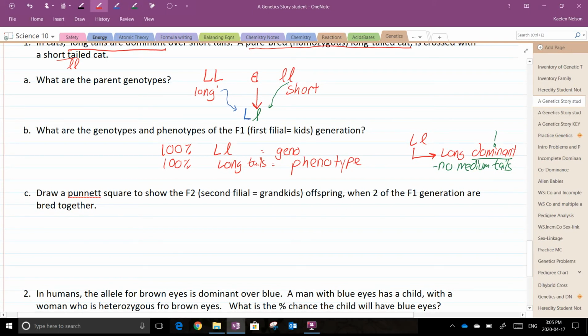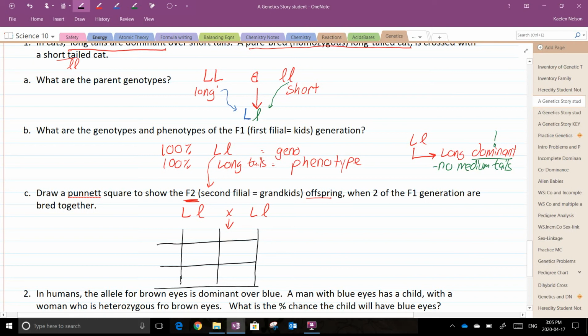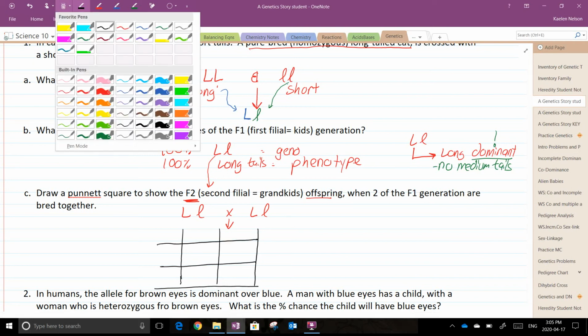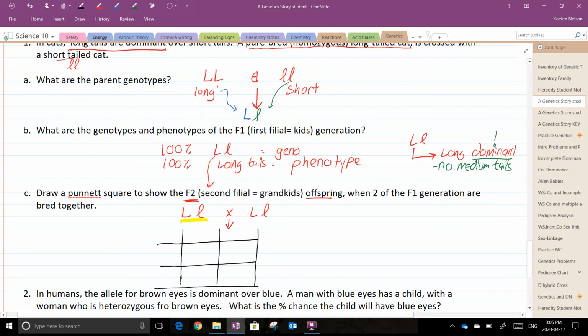Second question asks, draw a Punnett square to show the F2 of these offspring. So we're taking 2 of these and bringing them to the next question. So big L, little l times big L, little l. Okay, here's my Punnett square. Now parents you need to put along the top. So these guys here, I'm going to split their genes because only one allele goes into each egg and sperm. So those go to the top.